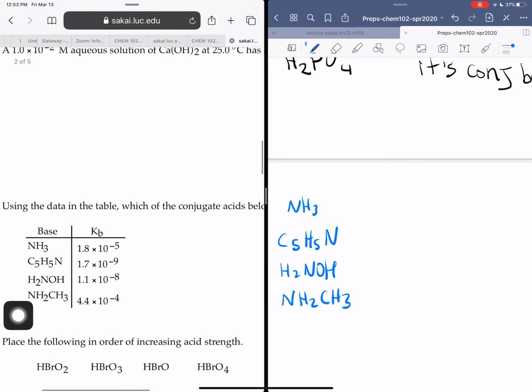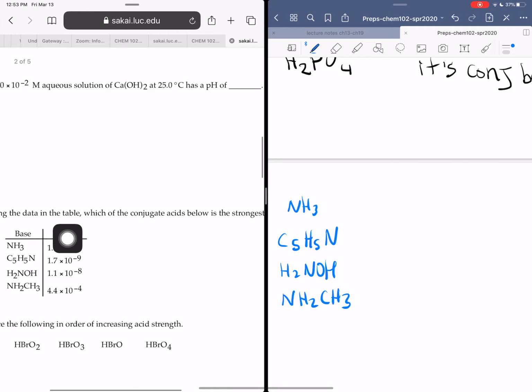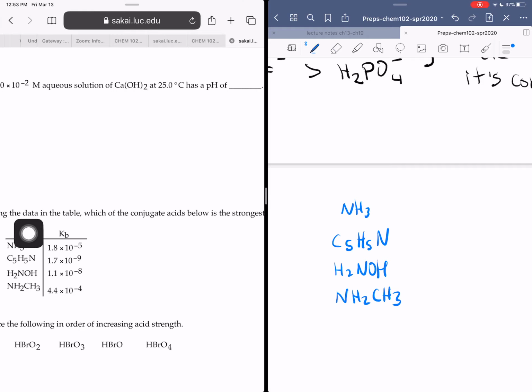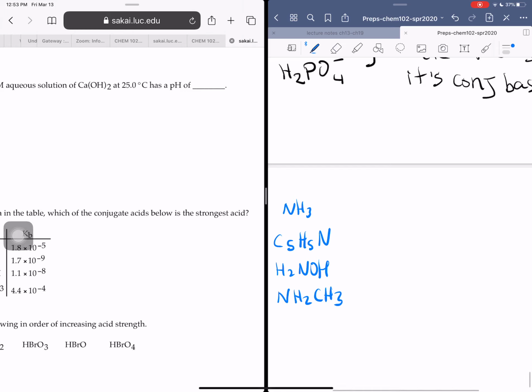And the question asks us, using the data in the table, which of the conjugate acids below is the strongest acid? It's interesting what the question is asking. We're given bases, right? So what we have to do is write down the molecular formulas of the conjugate acids of these bases.